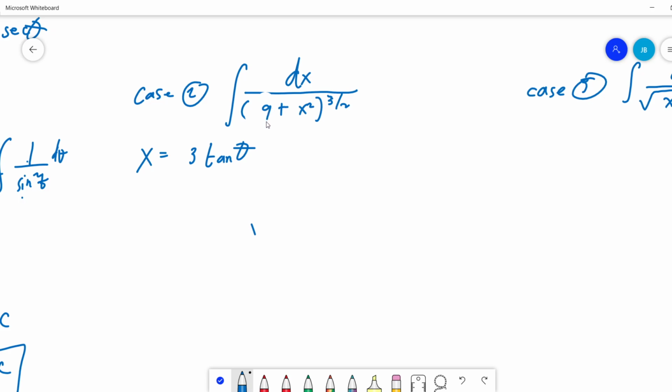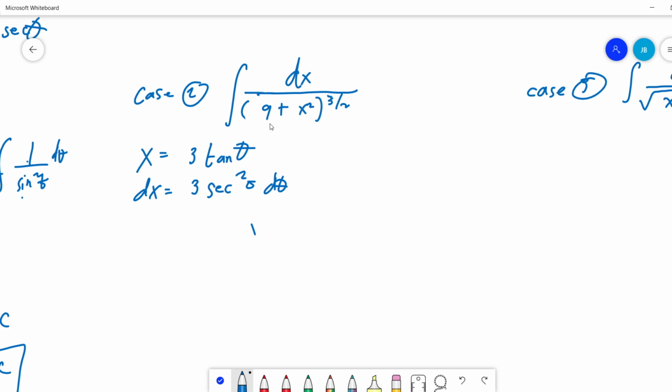Guys, for example, the given value here is 9. Remember that this is a squared plus x squared, so you have to square it first before you use the value 9. So the square root of 9 is 3. Therefore, what is dx if x is 3 tan theta? The derivative of tan theta is secant squared theta, right? So therefore, this is 3 secant squared theta d theta.